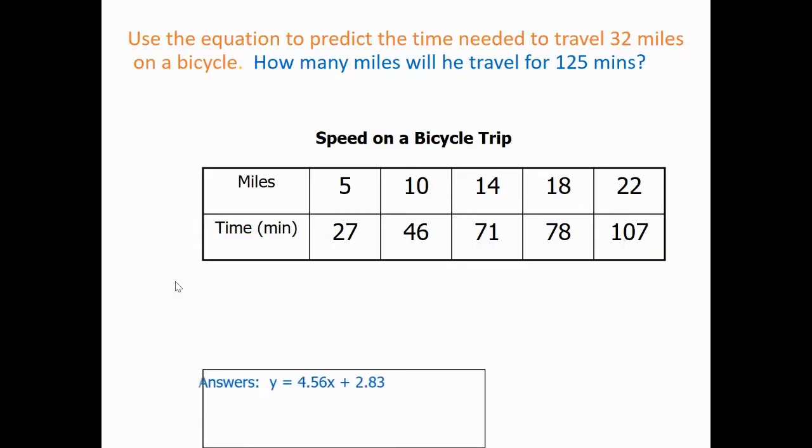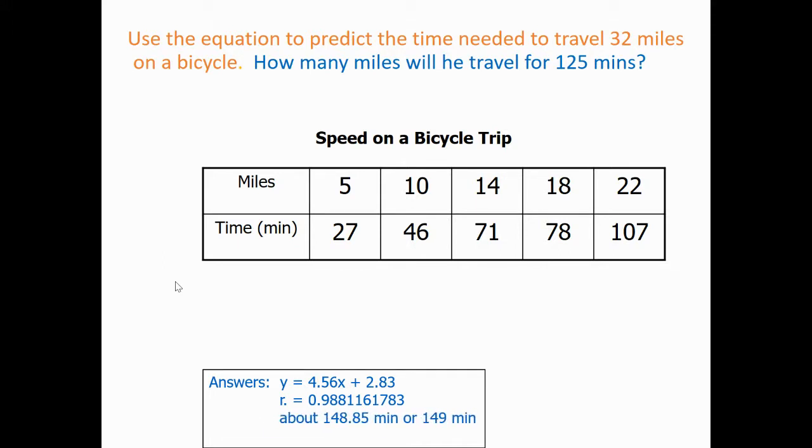Okay, and then you can try this one on your own if you want to. Go ahead and work through the problem and then pause the video, and then you can come back and check your answers. So go ahead and pause. Okay, so now, if you check your answers, you should have gotten your regression equation as y equals 4.56x plus 2.83. And then your R value is 0.98. So 0.99, that's a very strong correlation.